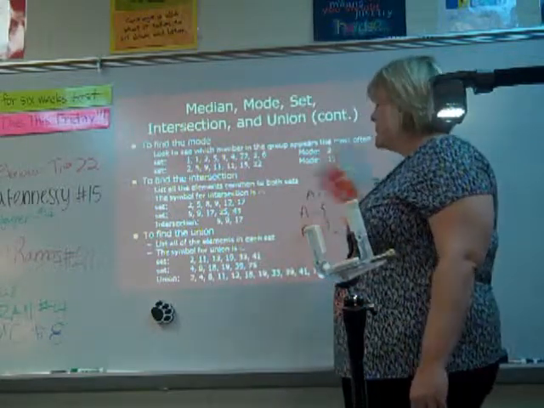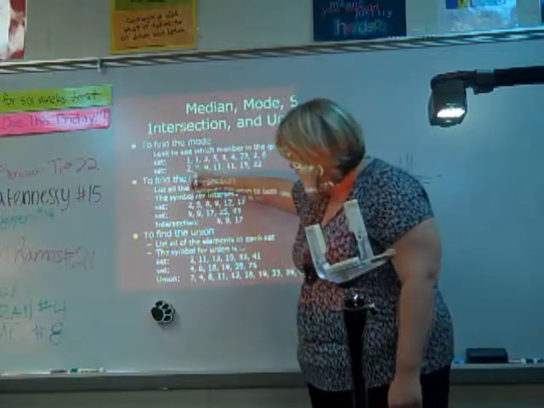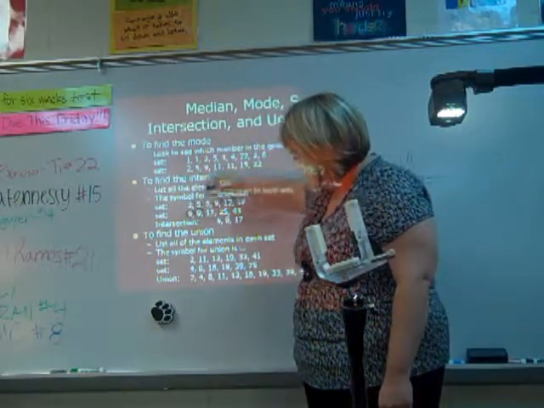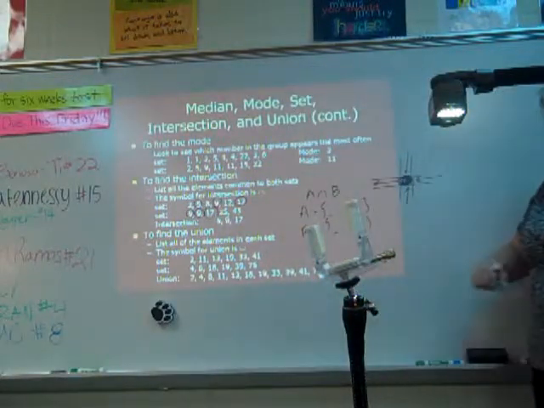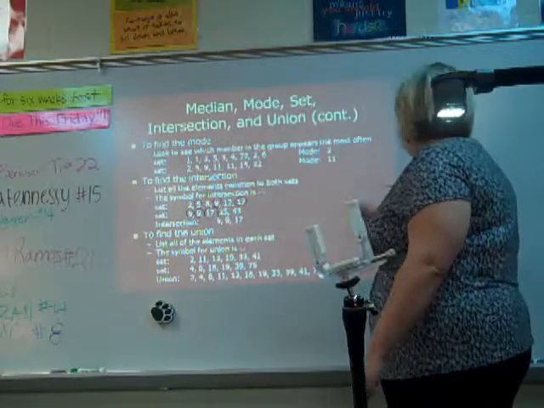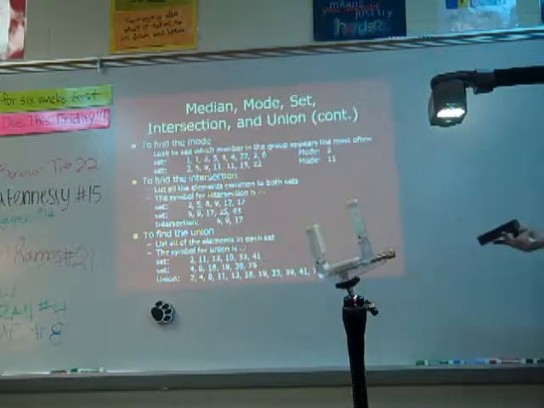Sometimes you'll see that symbol and you don't know what it means. That's what it means. That's the symbol for intersection. So in this case, the intersection is 5, 9, and 17. Those are the elements that are common to both sets. So once you know what the symbol means, it's actually a really easy problem. Just gotta remember what the symbol is.